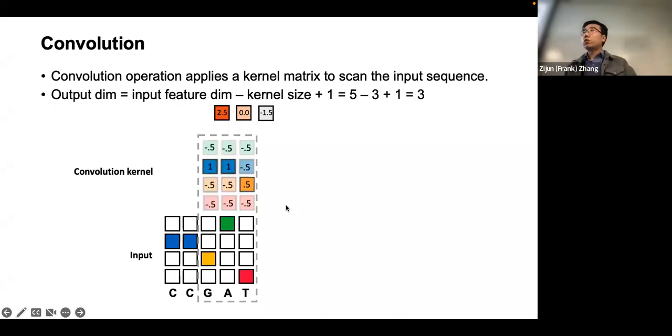So guys, I want to put a special note on the output dimensions throughout this convolution operation. You can see that our input, remember this CCGAT, is our feature dimension, right? They are spatially ordered. So the output dimension is basically our input feature dimension, which is 5, minus the kernel size. The kernel size is how large the local sliding window is at each step. In this case, it's 3 because it's CCG, right? So the output dimension is basically input feature dimension size minus the kernel size plus 1. So the output will be 3 numbers for this convolutional kernel matrix.